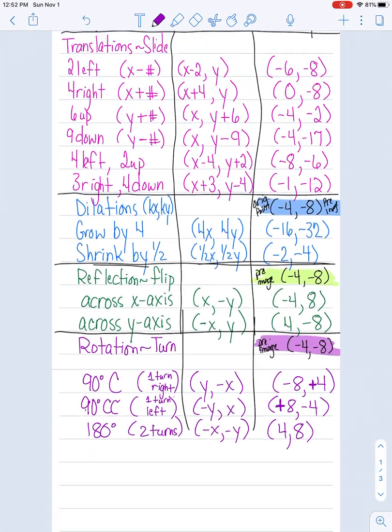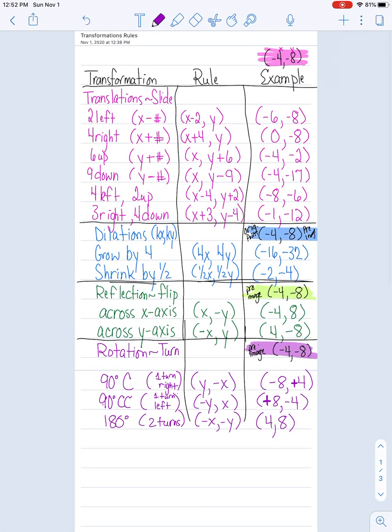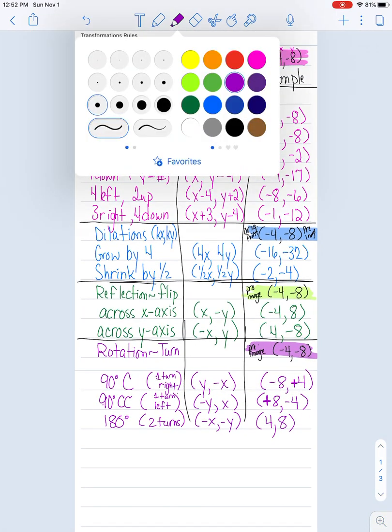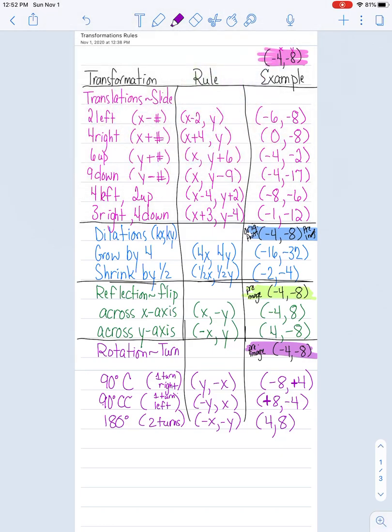So guys, these are the rules for your different types of transformations. Refer back to this. This is an excellent reference for you to use on practices, quizzes, whatever you may encounter.